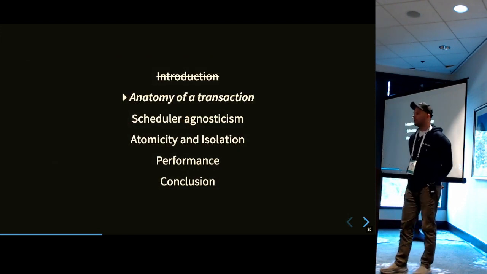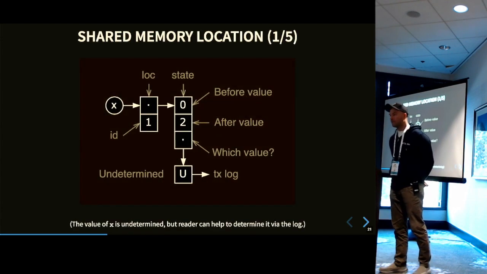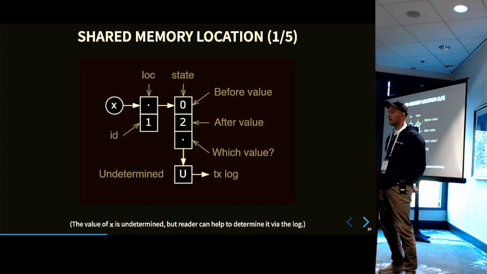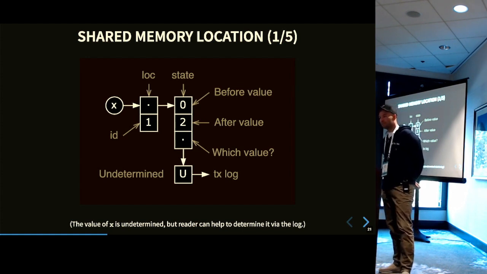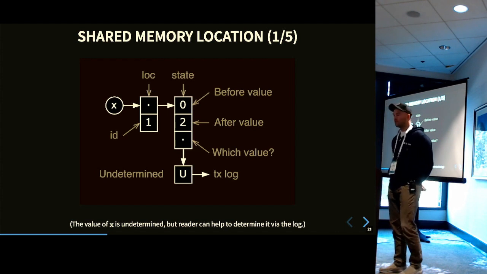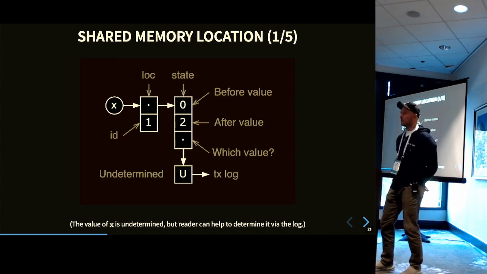Next, we are going to look at how transactions work under the hood. But first, we take a look at how locations are represented. As usual, the trick is a level of indirection. This diagram shows a location named X whose value is undetermined. The state of the location supports this possibility by storing two values, the values 0 and 2 in this case, and by pointing to a transaction marked as undetermined.